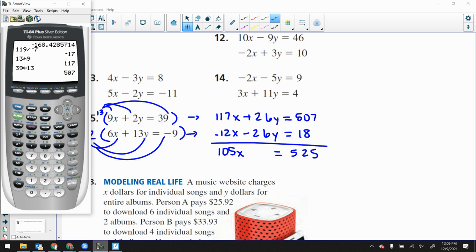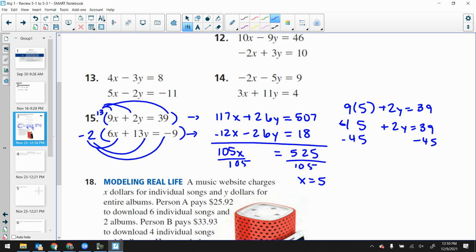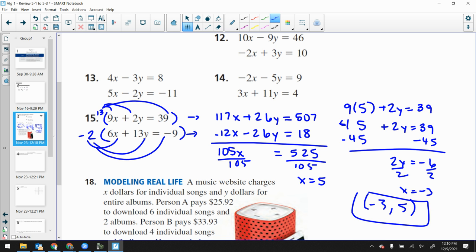And now let's hope 525 divides by 105 evenly. And look at this. It does. We divide by 105, and we get x is 5. And we plug that back in. Let's go back into the top. 9 times 5 plus 2y is 39. We have a 45 here. 9 times 5 is 45. We subtract the 45. We get negative 6. We divide by 2. We get negative 3, comma, 5.